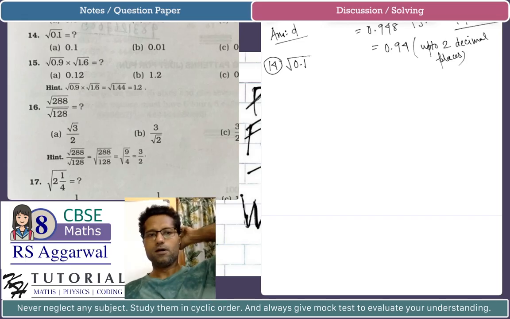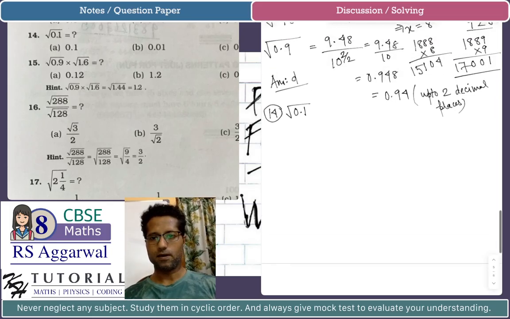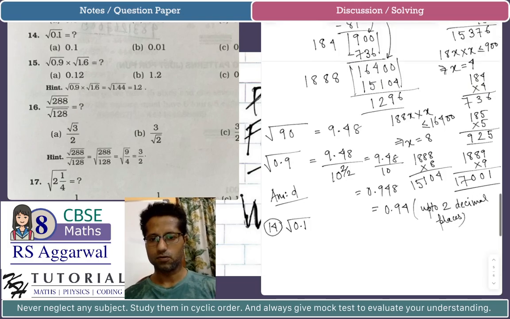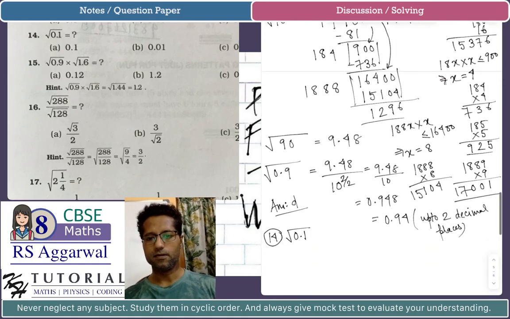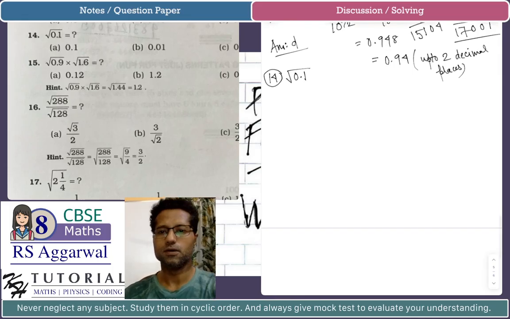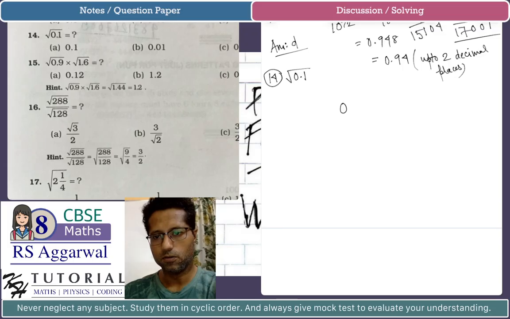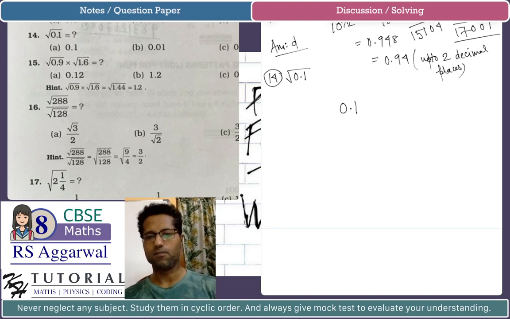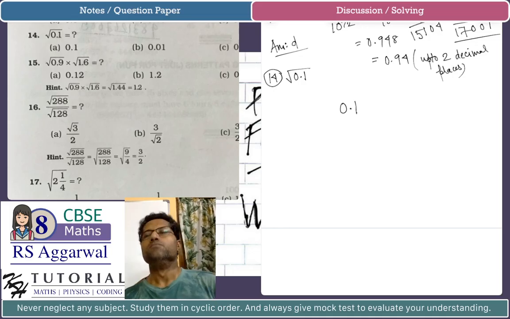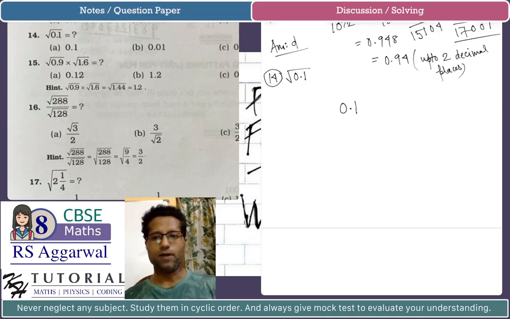This time, let me solve the problem not the way I discussed in my theoretical video, and also solved for problem number 13. I will solve this directly using the long division method. So you have a decimal number, 0.1, whose square root you have to find. The idea is that after the decimal point, you add the required number of zeros.